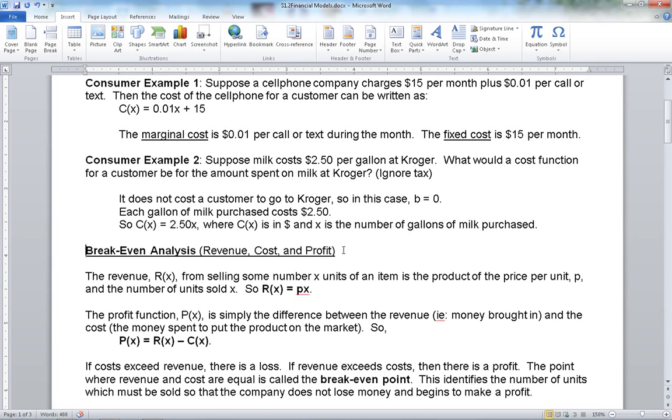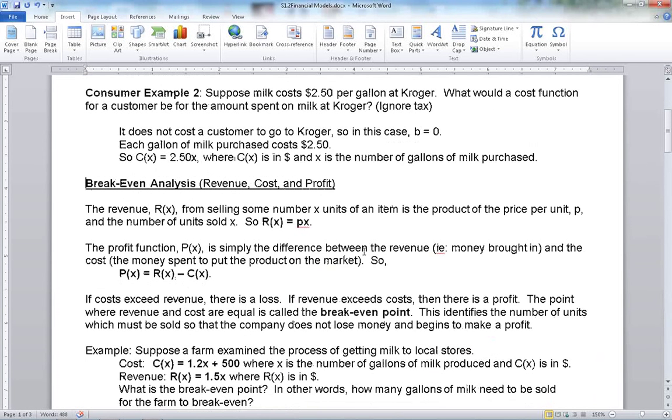Another way to consider revenue, cost, and profit is to look at a break-even analysis. Now, revenue from selling some number x of units of an item is simply the product of the price per unit times the number of units sold. So we could write R of x is just the product px. And then the profit function is going to be basically revenue minus cost. So P of x is R of x minus C of x.